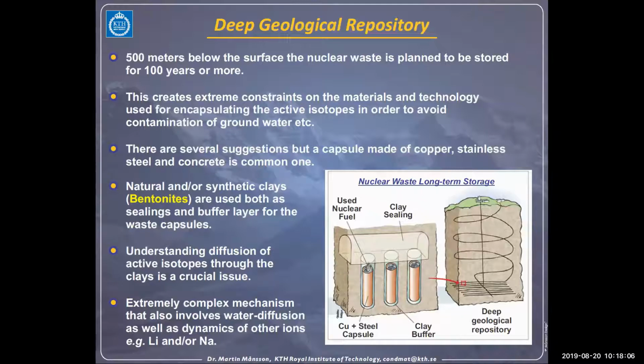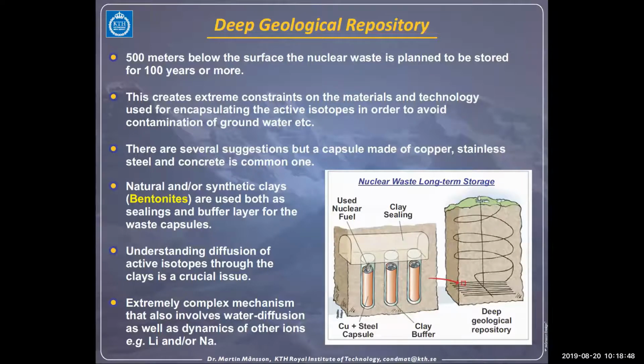This, of course, puts some extreme constraints on materials. You need to dig it down and so on, and you need to encapsulate these active isotopes, and you don't want them to get out in the groundwater and stuff like this. There are several suggestions to make this out of copper, stainless steel, concrete, and so on. But what many agree is that they should somehow encapsulate them on top of this in some sort of synthetic clays, so mud. This is both sealing and some sort of buffer layer. If something starts to leak, it should only be taken care of by this, some sort of filter almost. And of course, then understanding diffusion of these active isotopes in these clays is very important.